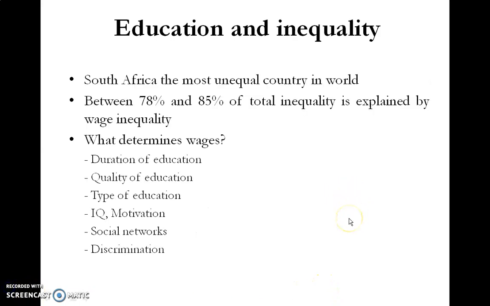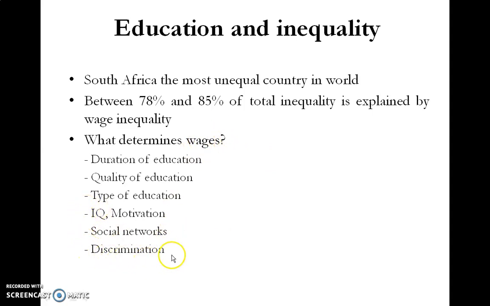From our very earliest lectures, you will know that the main driver of total inequality is explained by wage inequality. In fact, it's about 78 to 85%. So the important question to then ask is, what determines wages? And education is one of the main drivers of wages, specifically the duration, the quality, and the type of education. IQ and motivation, social networks, as well as discrimination also determine wages.